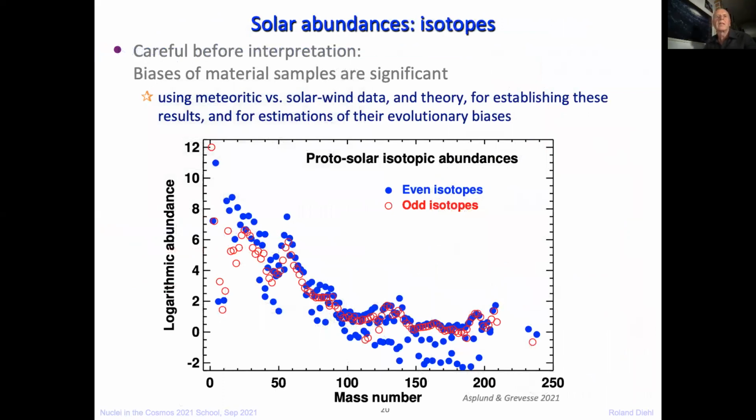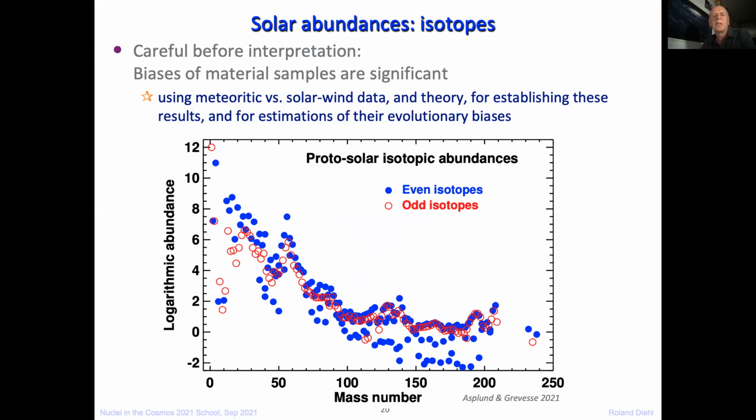Now, coming back to the sun, this is the solar abundance of isotopes shown here for the even and odd isotopes separately. And those results are inferred from the meteoritic data, calibrated to solar wind data, and supplemented by theory. So it's not so easy to have a complete sample, because in our material samples, in the meteorites, we have substantial biases. Obvious is that the noble gases are, of course, evaporated and have to be taken from solar wind data.